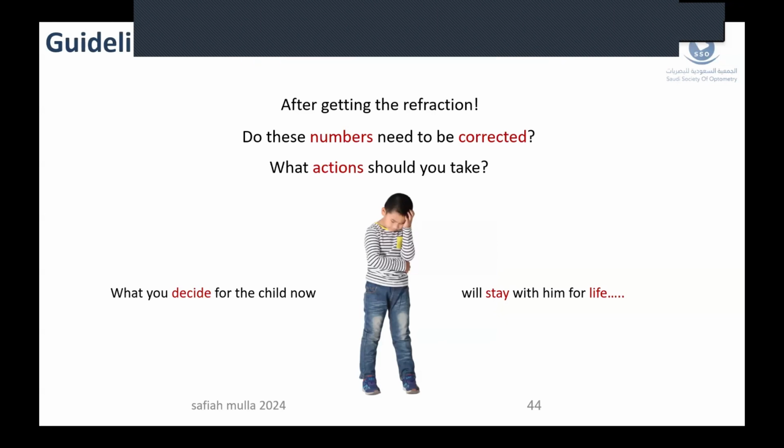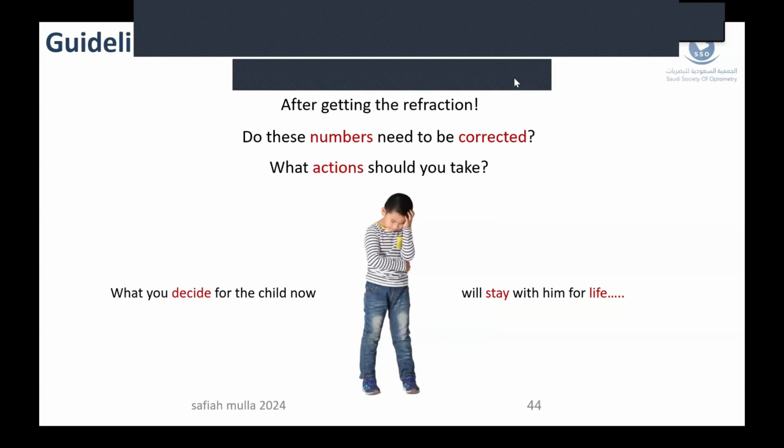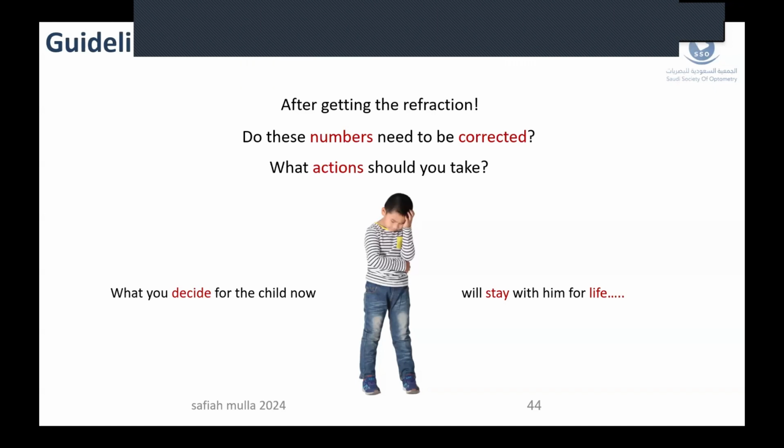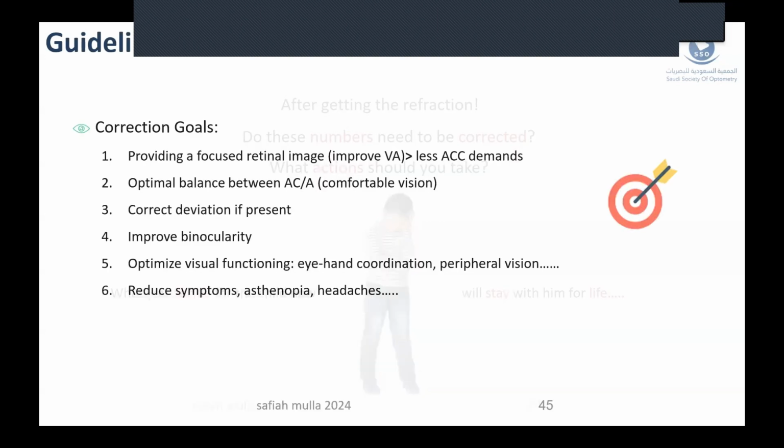And you need to act according to the knowledge or information that you know about the emmetropization, the level of the visual acuity, the level of the refraction they should have according to the age. All these things should be in front of your eyes to make your decision regarding the refraction. Okay, so the correction for the refraction goals should be providing focused retinal images.